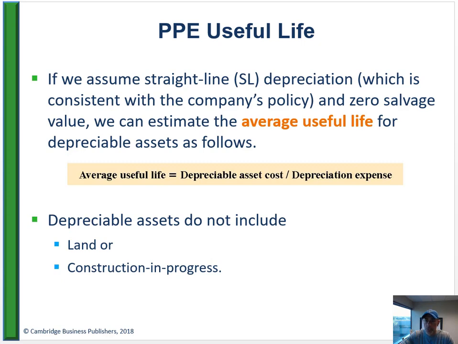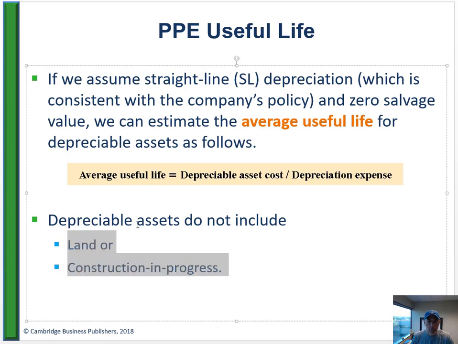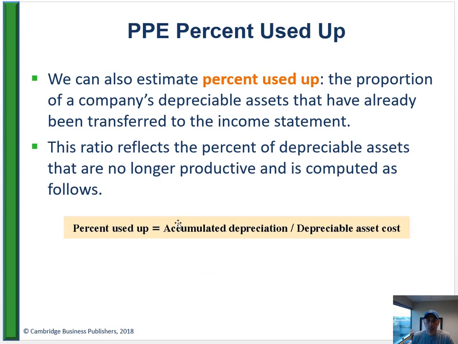So that can result in distortions, which is why, as an analyst, we may want to take a look at property, plant, and equipment and ask ourselves, well, what's the useful life? And then our authors note that for land and construction in progress, depreciable assets don't apply. But once we know that useful life, we can calculate the percent used up, and we can compare and contrast this to what has actually been depreciated.